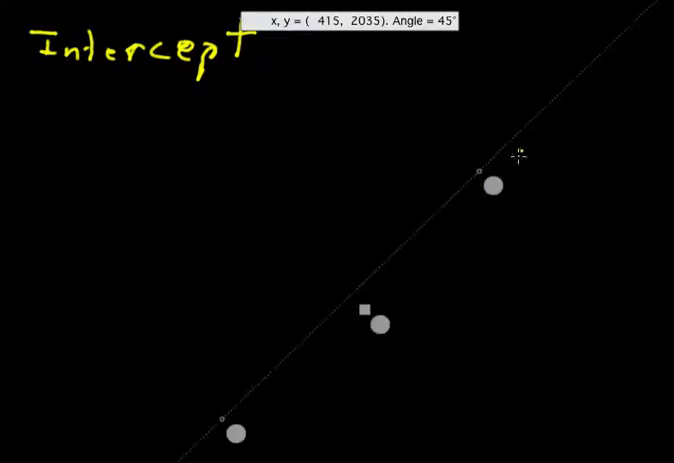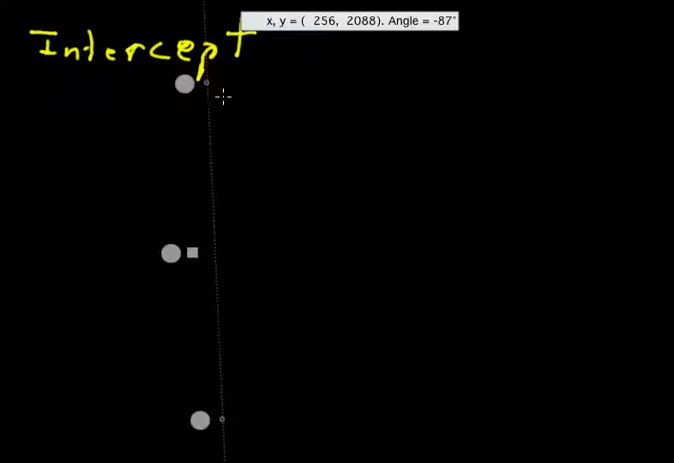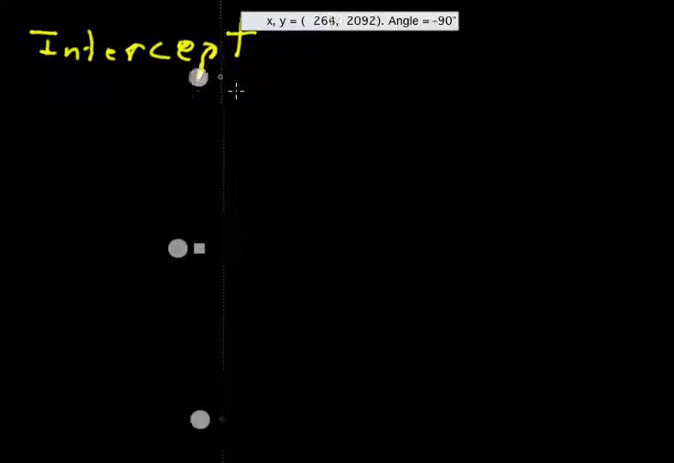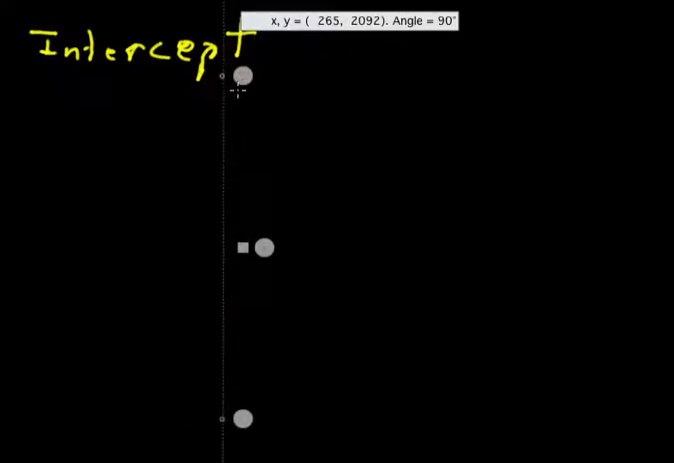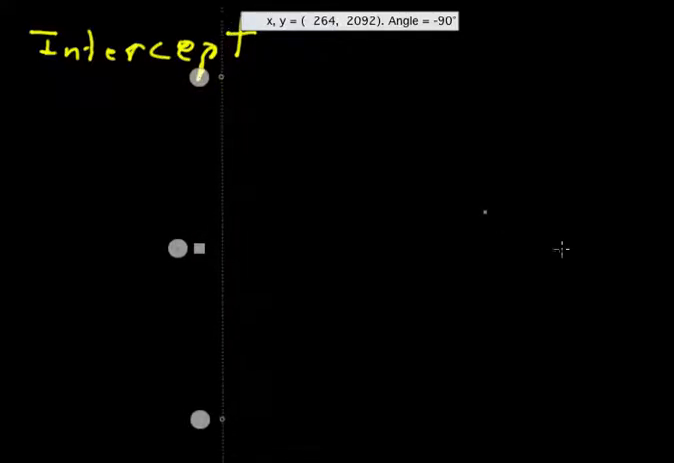Now, the intercept means we're looking at a point that intercepts or crosses one of the axes. And so we'll have two intercepts that we'll talk about. There'll be the x-intercept and the y-intercept. Now, the x-intercept is the point where the line crosses the x-axis, and the y-intercept is the point where the line crosses the y-axis.